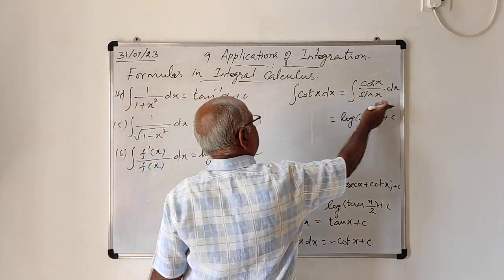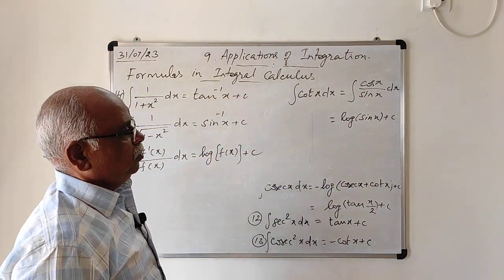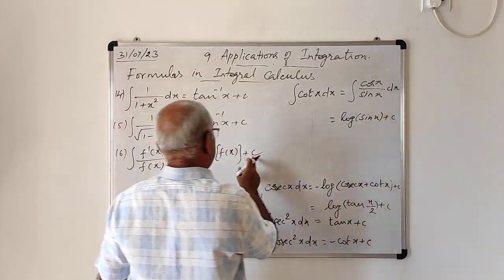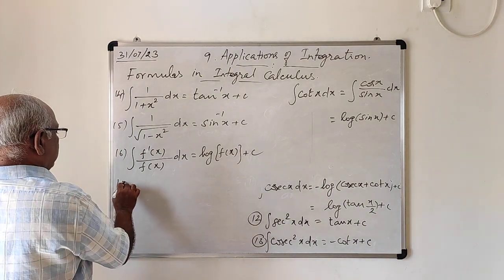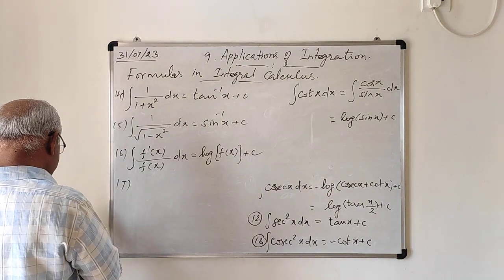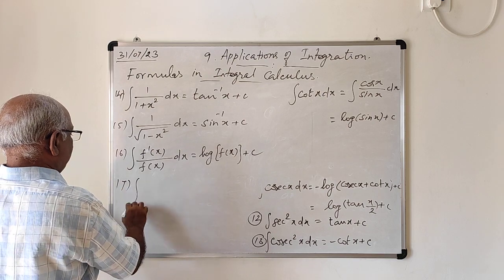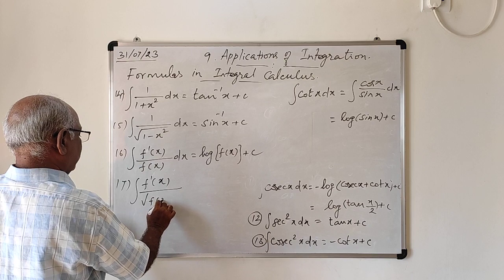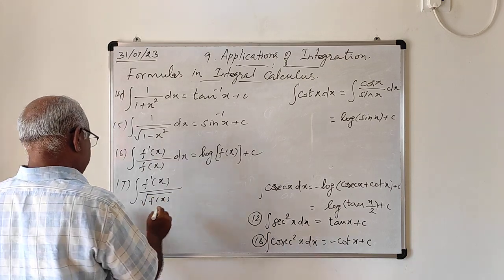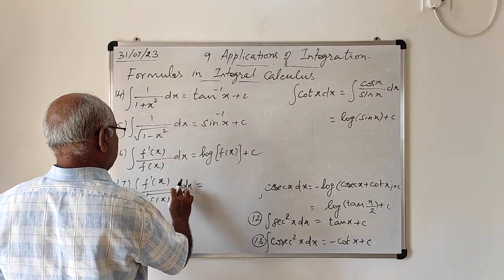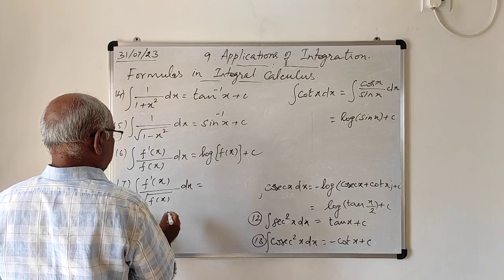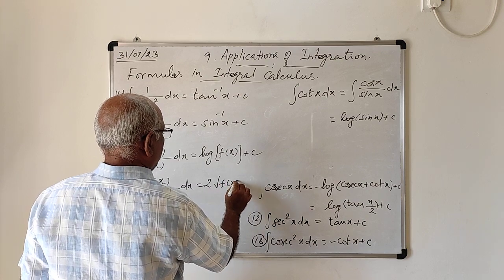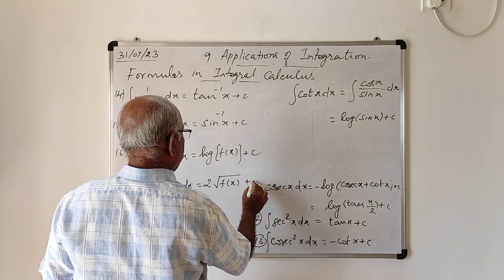The derivative of the denominator sin x is in the numerator, cos x. Therefore, the integral of f dash of x by f of x dx is log of the denominator, log of f of x plus c. Next one, the integral of f dash of x by root of f of x dx is equal to 2 into root of f of x plus c.